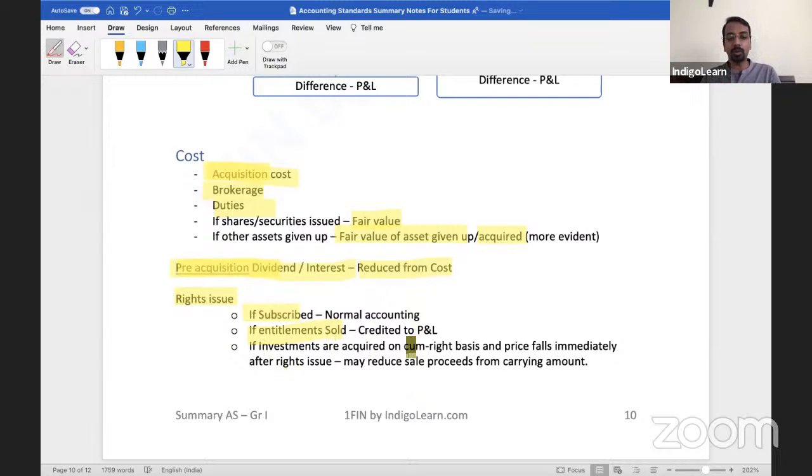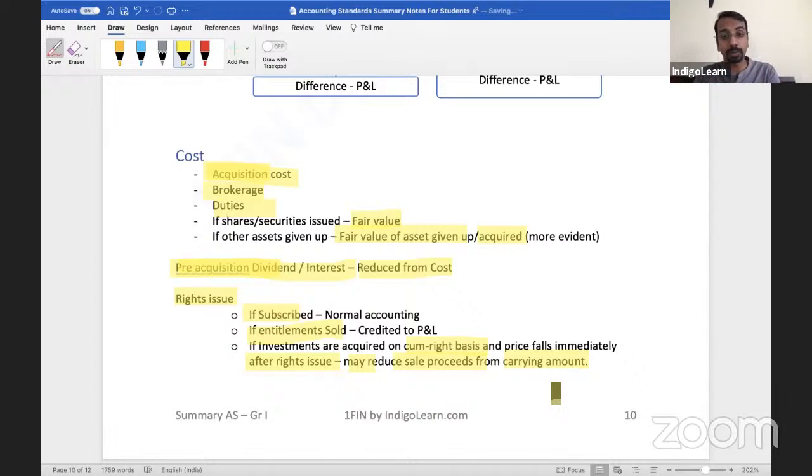And if investments are acquired on cum right basis, so you purchase some investments on cum right basis, right? And the price falls after the rights issue. So I bought on a cum right basis, and the rights issue happened, and after the rights issue it falls down. In that case, you may reduce the sale proceeds from the carrying amount, because the price has fallen because of the rights issue, and I have purchased the shares on a cum right basis. This is only when there is a right issue which is pending. You cannot do this if you have already purchased it 2 years back, and today the company has come up with rights issue and there is a fall in the value of rights. You cannot reduce the sale proceeds from the cost of that rights or cost of the share.